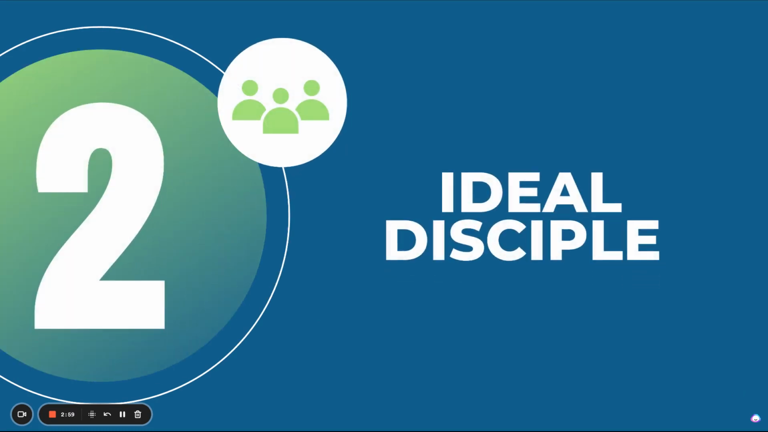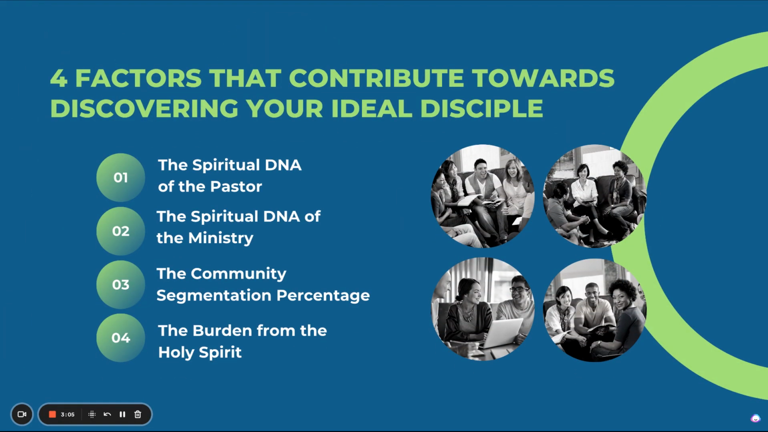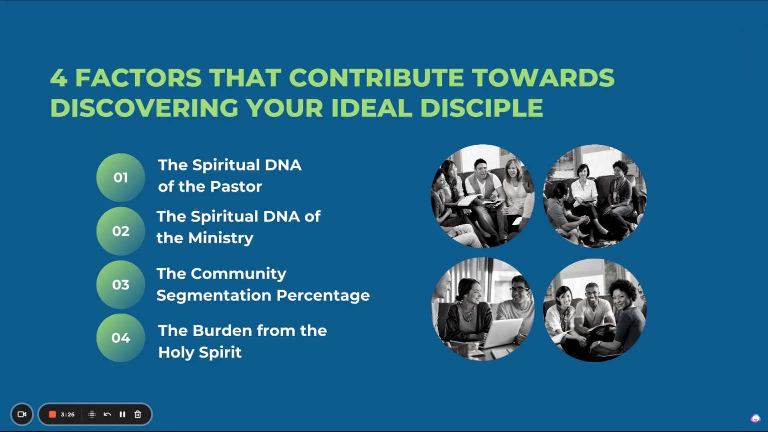Number 2 is to discover your ideal disciple. So there are 4 factors that contribute towards discovering your ideal disciple. 1, the spiritual DNA of the pastor. Number 2, the spiritual DNA of the ministry. Number 3, the community segmentation population. Number 4, a burden of the Holy Spirit. So we look at all of these, and then we put together an avatar of your ideal disciple in your community.